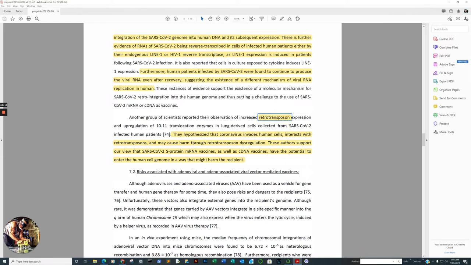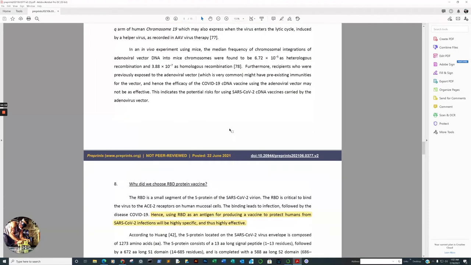Why? Because when these vaccines were produced, they said this event was highly unlikely, virtually impossible. So let's see if that ends up being the case. They hypothesize that coronavirus invades human cells, interacts with retrotransposins, and may cause harm through retrotransposin dysregulation. The authors support our view that SARS-CoV-2 S-protein mRNA vaccines, as well as cDNA vaccines, have the potential, for the fact checkers, I'm emphasizing the word potential, not saying it does, to enter the human cell genome in a way that might harm the recipient. Again, potential, hypothesis. And let's scroll down here.